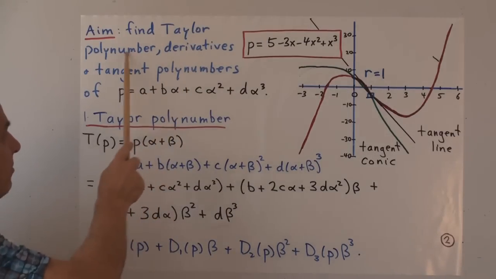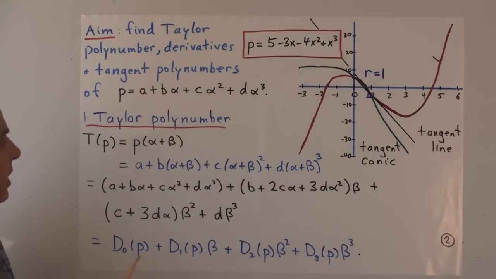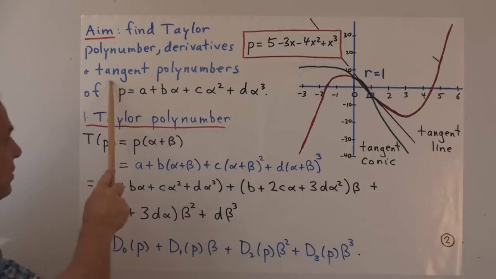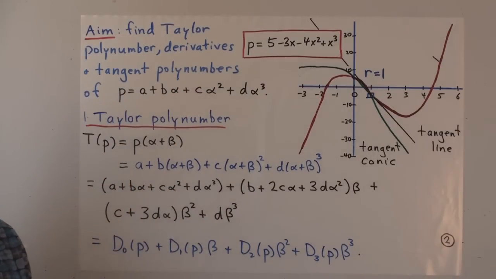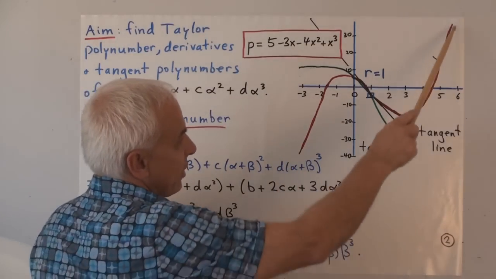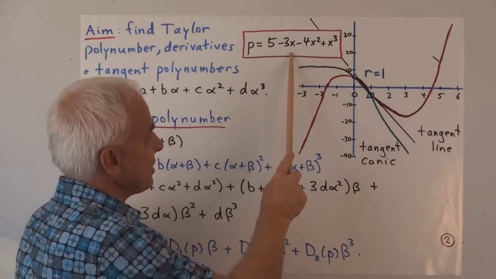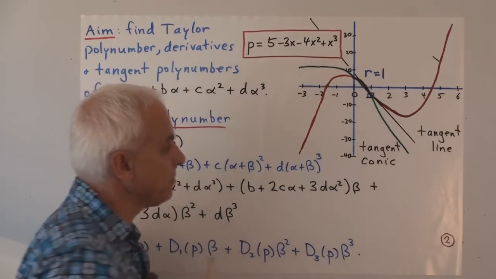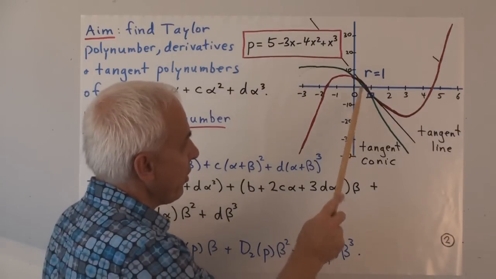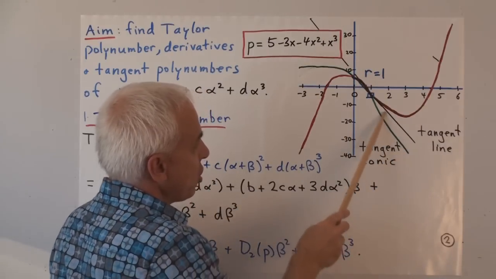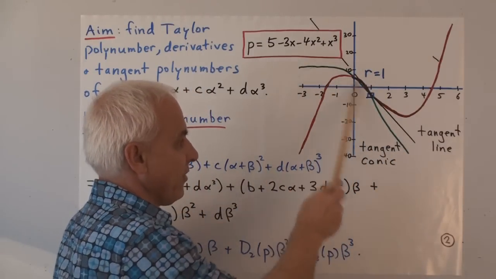We're going to compute the Taylor polynumber or Taylor bipolynumber. We're going to compute the derivative and various higher subderivatives. And then we're going to find the tangent polynomials or tangent polynumbers for this thing. Geometrically, that means we're going to be studying a curve something like this perhaps. This is the particular polynomial 5 minus 3x minus 4x squared plus x cubed. And then say at the point r equals 1, the tangent line ends up looking something like this, and the tangent conic is a parabola looking something like this.